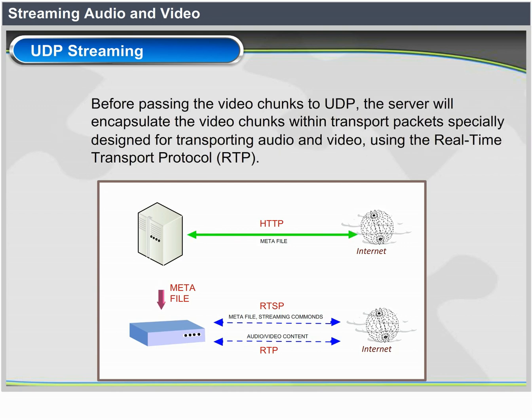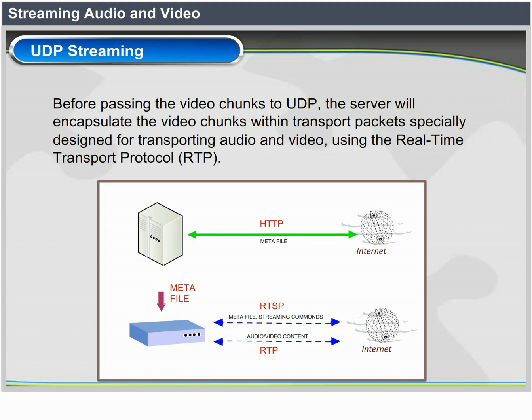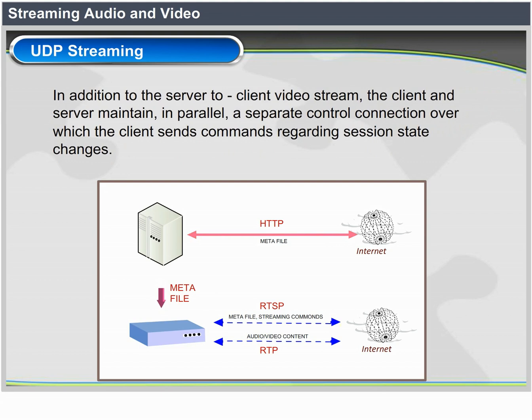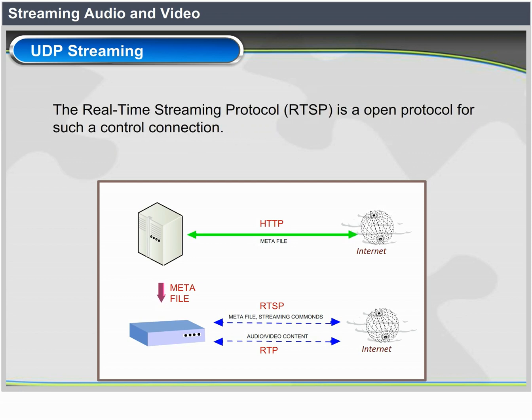Before passing the video chunks to UDP, the server will encapsulate the video chunks within transport packets specially designed for transporting audio and video using the Real-time Transport Protocol, RTP. In addition to the server-to-client video stream, the client and server also maintain in parallel a separate control connection over which the client sends commands regarding session state changes. The Real-Time Streaming Protocol, RTSP, is an open protocol for such a control connection.